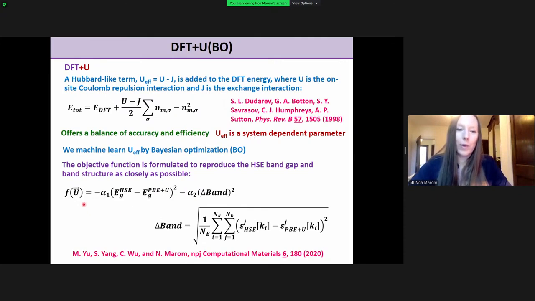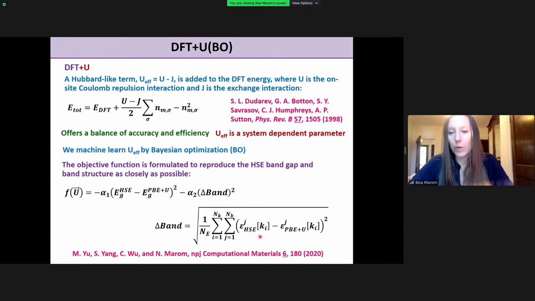So in order to perform Bayesian optimization, we have to define the objective function that's being optimized. And we define an objective function that is meant to reproduce the HSE band structure and band gap as closely as possible with PBE plus U. So it has two terms. One term is just the difference between the band gaps, and the other term is what we call delta band, and this is the qualitative features of the band structures.